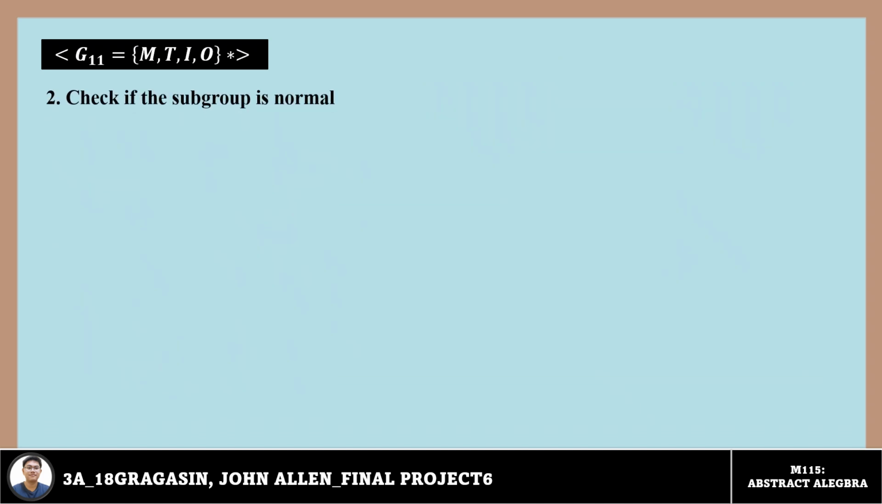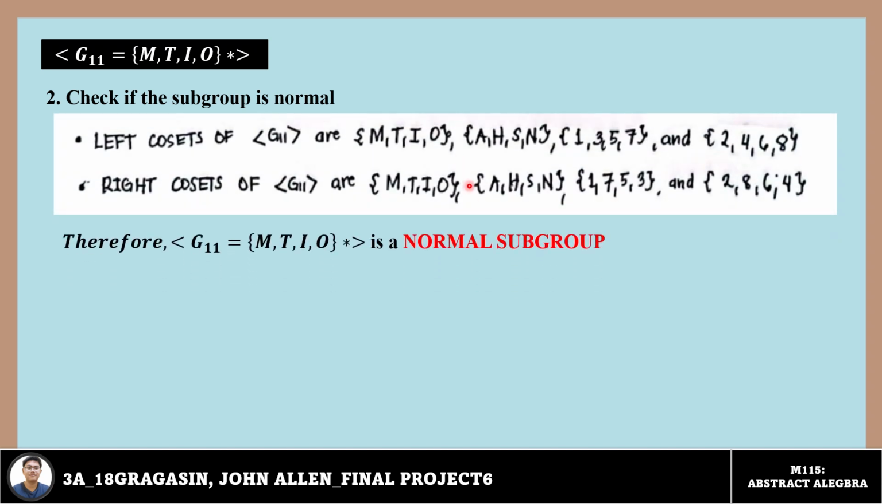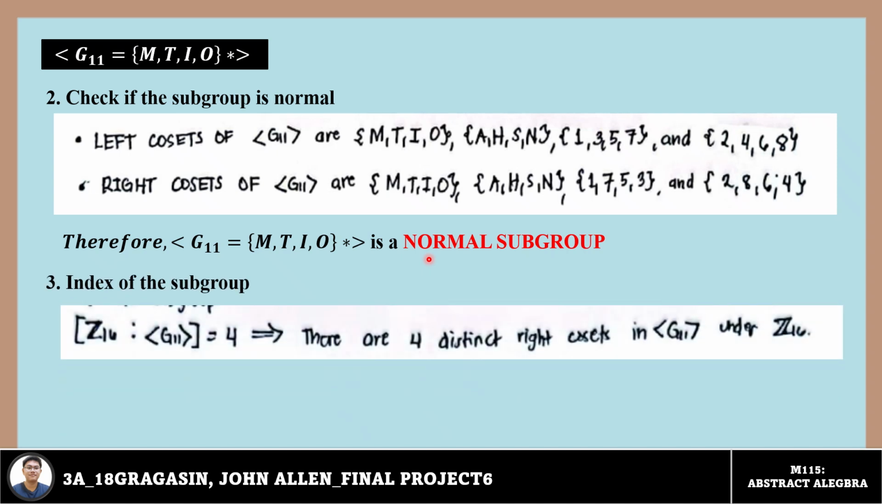And then check if the subgroup is normal. As you can see here, the elements in left and right cosets are equal. Therefore, G sub 11 is a normal subgroup. And then index of the subgroup. As you can see here, the number of right cosets is 1, 2, 3, and 4. That is why the index of the subgroup is 4.